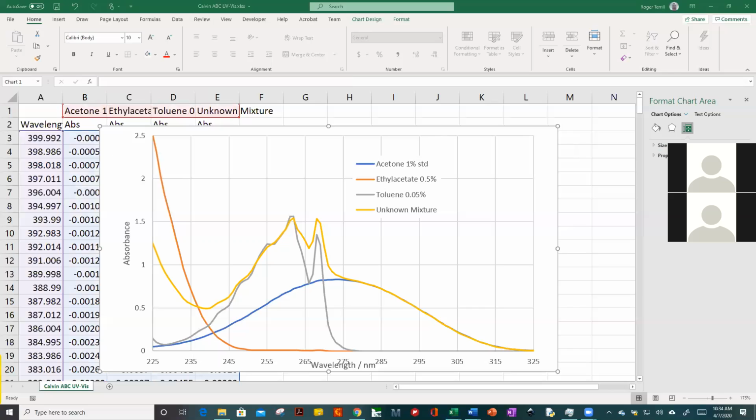So there's basically two possibilities here. Either this contribution means that the mixture concentration of ethyl acetate is either greater than 1/2 or less than 1/2 of the standard. Who can tell me which of those two it is?